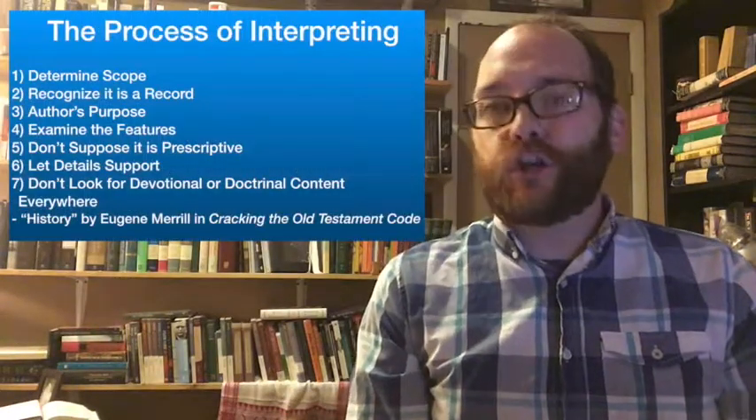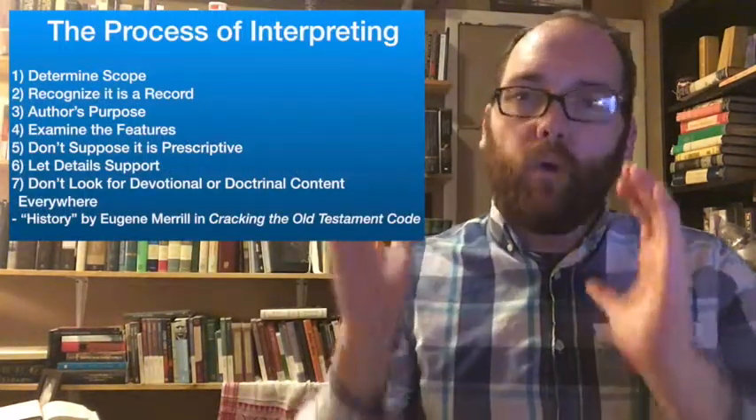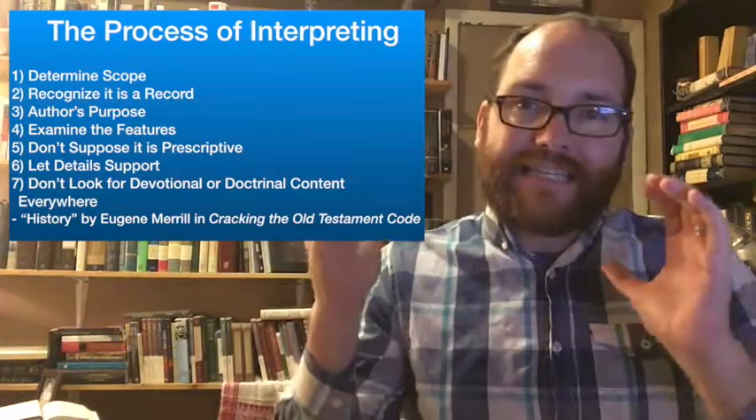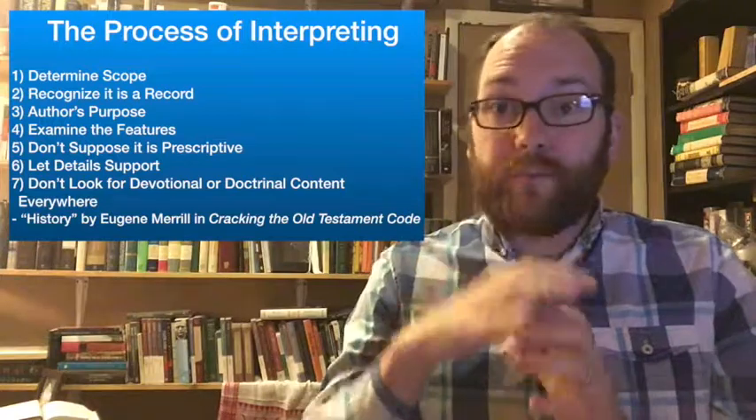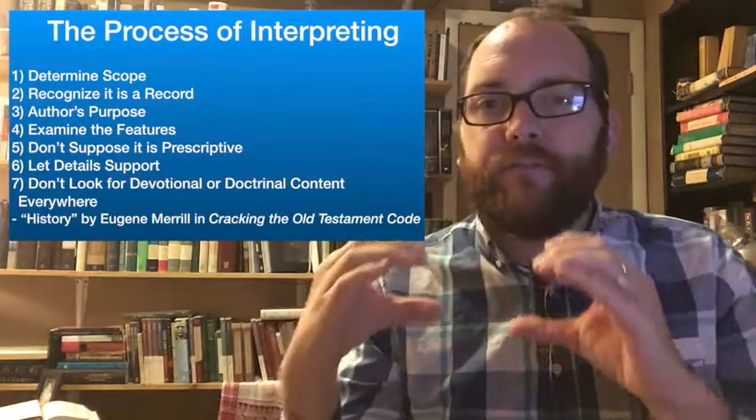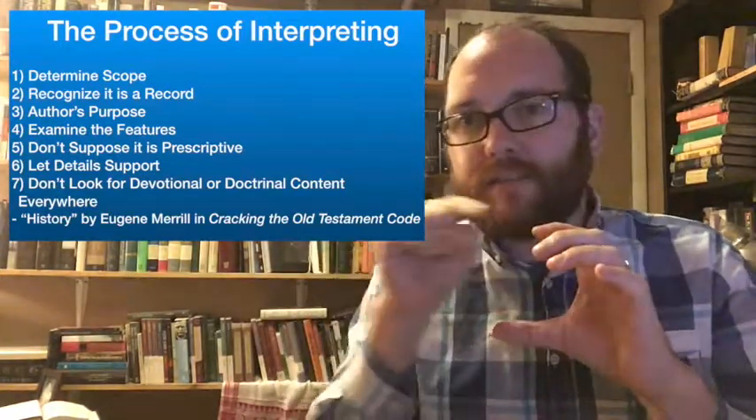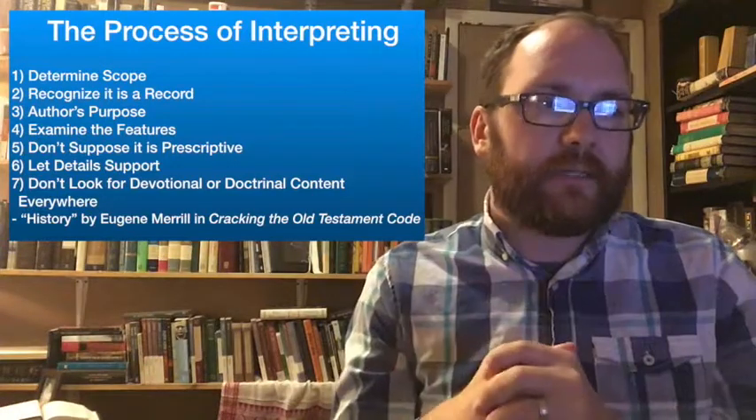And I summarize it this way. First, we need to determine the scope that we're looking at. What is that specific cause and effect sequence that we're looking at? Maybe it is a specific vignette in the life of David. What is that cause and effect sequence that we're looking at?